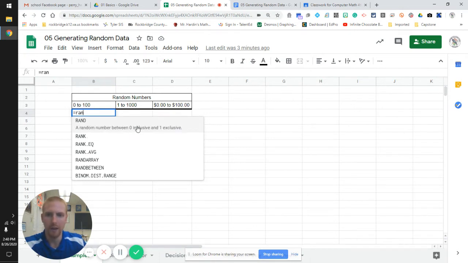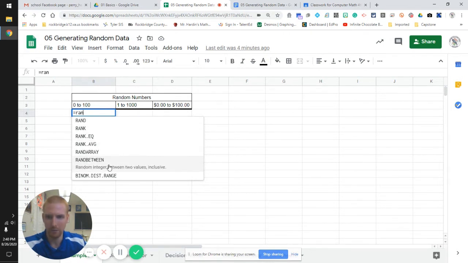So that language means you would have a number from 0 to 0.9999, as many nines as you could ever imagine, just not quite to 1. Which is probably okay, but I want a number from 0 to 100, so I don't know if that's the formula I want to use. All right, RANK's probably not going to be it. Let me come down here.